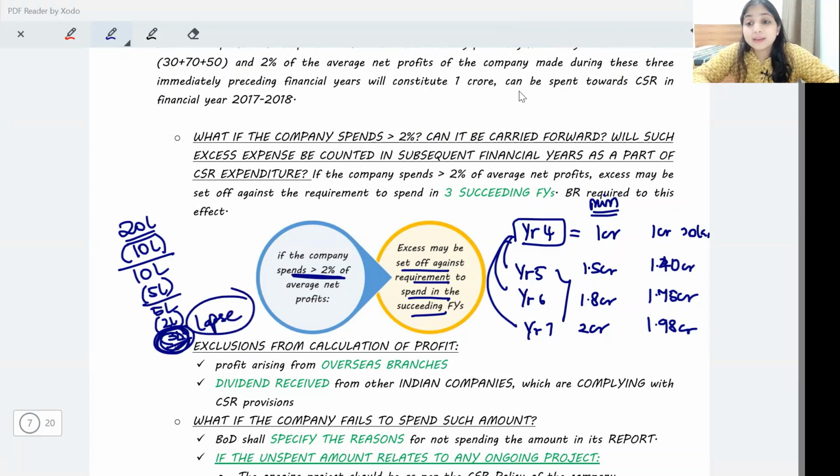Understood, guys? So at the minimum, you're supposed to spend at least 2% of your average net profit of the last 3 preceding financial years on CSR. But what if I incur something more? Great. If you incur something extra, you are allowed to carry forward the excess for how many years? For the next 3 years.